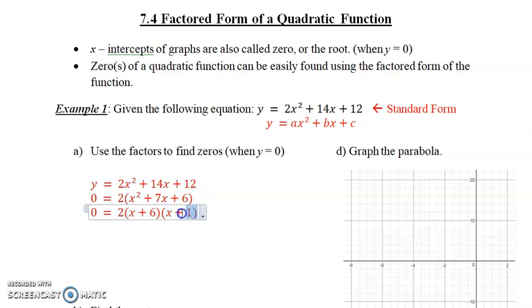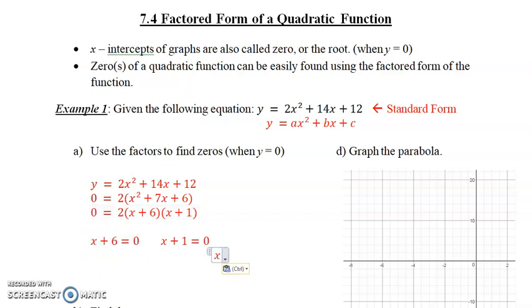Okay? So we can say that x plus 6 is equal to 0, and we also can say that x plus 1 is equal to 0. We don't have to worry about the 2. We've already factored that out. And that means that x is equal to negative 6. We subtract the 6 from both sides.